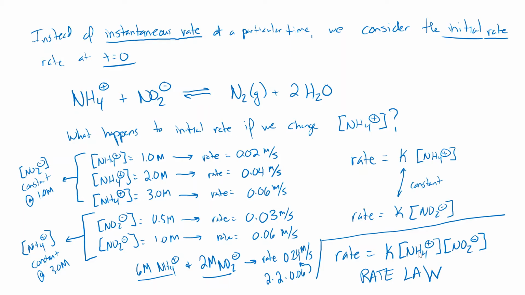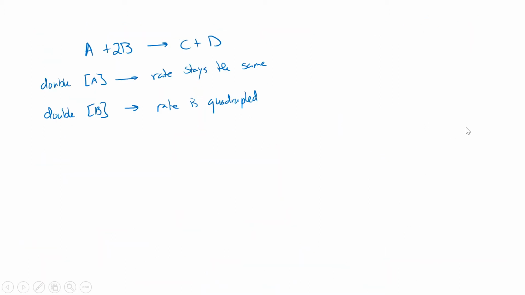Now, it won't always be this nice one-to-one relationship between these two. And so I want to do an example where it's not always going to be double the concentration, double the rate. That would be too nice and too easy, right? So let's look at this example. We have A plus 2B goes to C and D. If we double the concentration of A, the rate stays the same. And if we double the concentration of B, the rate is quadrupled, right?